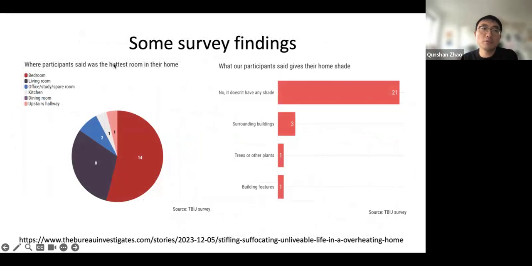For some of the social survey findings we have, basically the first thing is that people say the hottest room in their home is typically the bedroom, and a lot of times the living room. Because in London, many people live in high-rise flats, and it's really hard to have a really tall tree next to your flat, right? So most of them don't have any shade. A lot of the time they have really big windows. It's really good during the winter, but during summer, it's actually just heating up your homes easily.